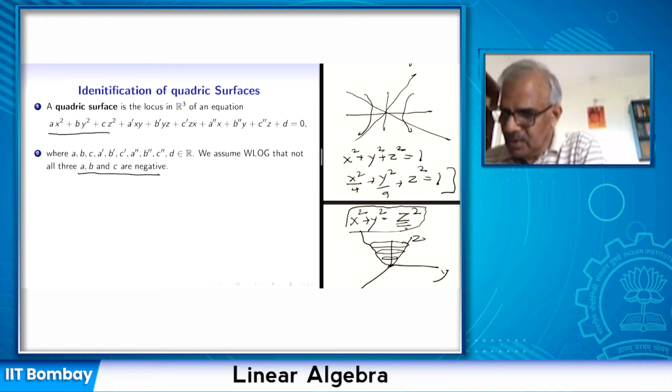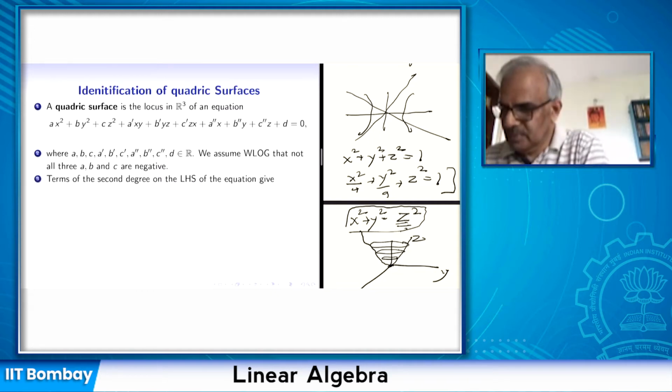Okay, so not all three are negative in this case. A and B could be positive and C negative, or A is positive and B and C are negative. Such possibilities are allowed, but at least one of them is positive. Yeah, we can always do that, right?